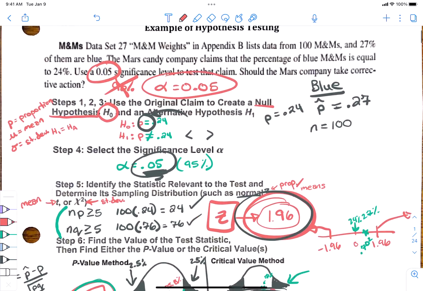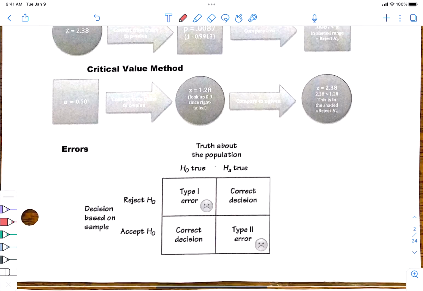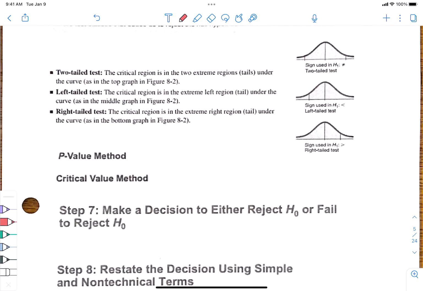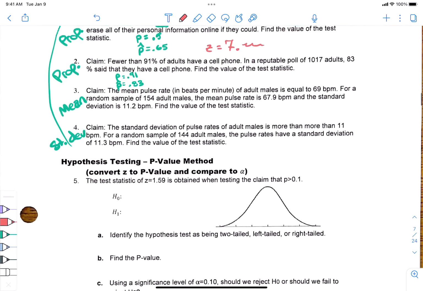Ooh, look at all that stuff. Look at all that stuff that we've got going on. All right, let's go to the homework assignment, which looks like this.